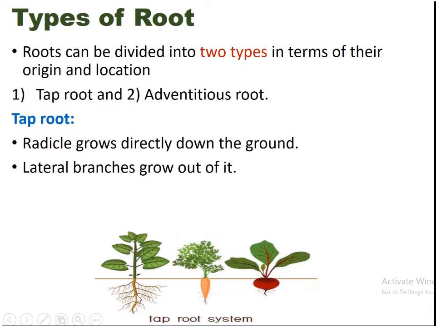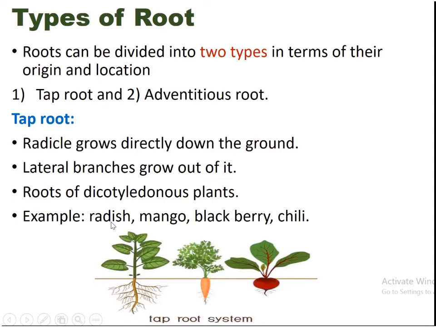From this primary root, it branches into the secondary roots. These are the secondary roots, and from the secondary roots, in turn, branch the tertiary roots. The tiniest ones are the tertiary roots. Interestingly, these tertiary roots may further branch to form rootlets. Examples of taproots are radish, mango, blackberry, and chili. Usually the roots of dicotyledon plants are taproots.